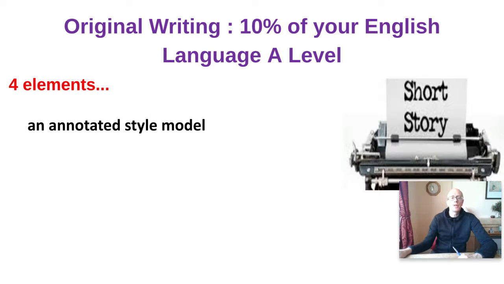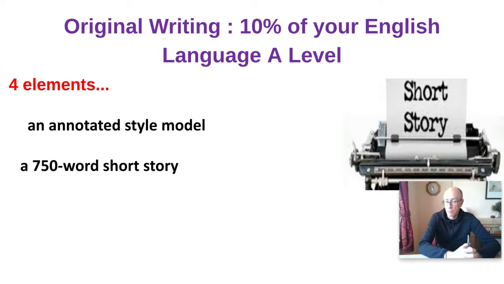So element one is an annotated style model. So on the short story, we don't just say to you, go off and write a short story. Prior to that, you need to be reading lots of short stories so that you understand about the genre. And then you find one that particularly floats your boat and you annotate it. And that's going to be submitted to the board. Along with, of course, your short story itself, which is a mere 750 words.